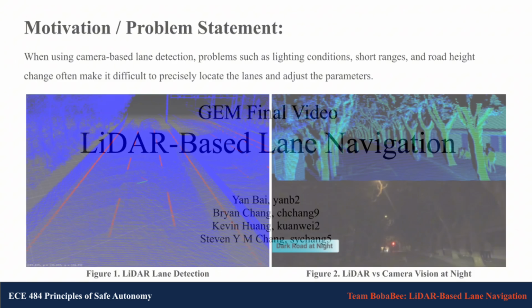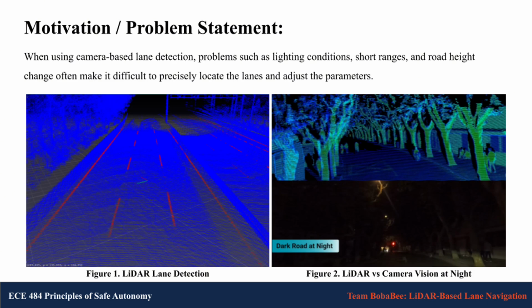I'm Ian. The reason we chose LiDAR-based navigation is because of its longer range and robustness to lighting condition. As shown in the figures, LiDAR has a clearer view in dark environment, and not to mention, it can also give a more precise coordinate for each point in the point cloud.